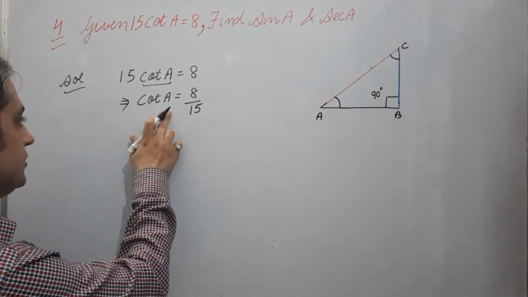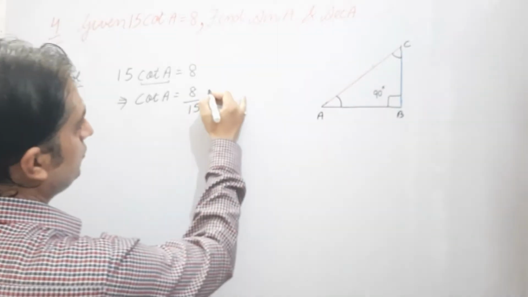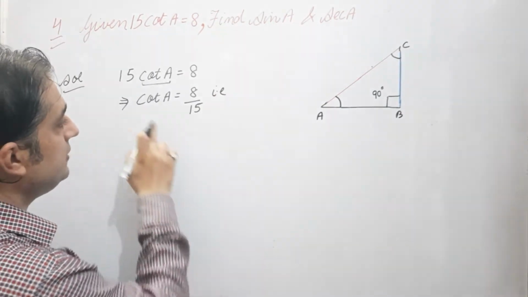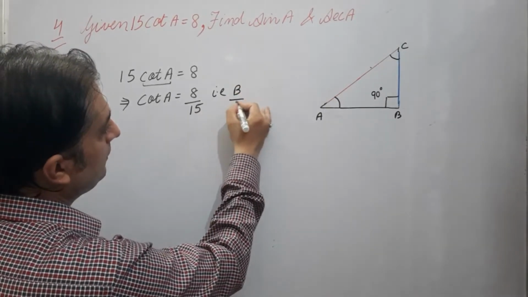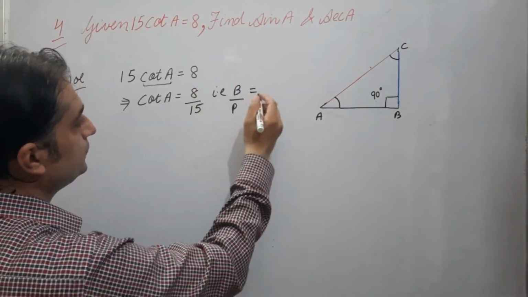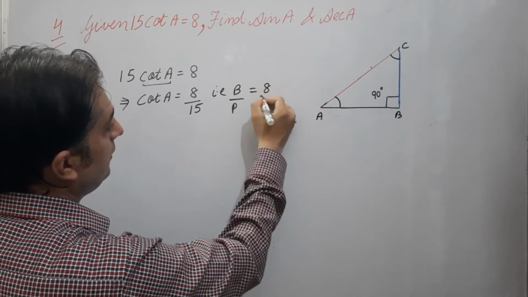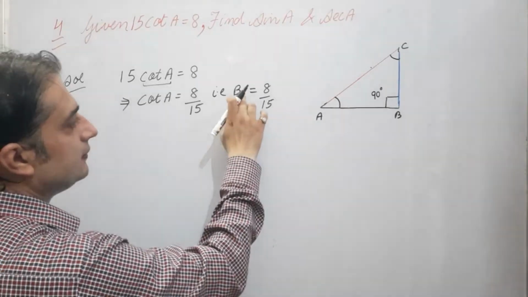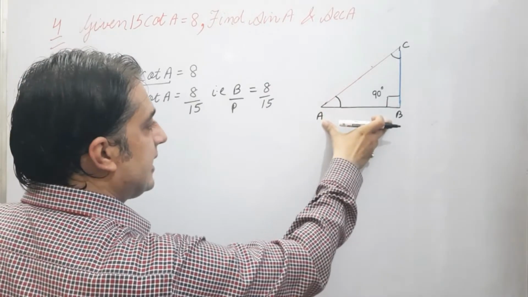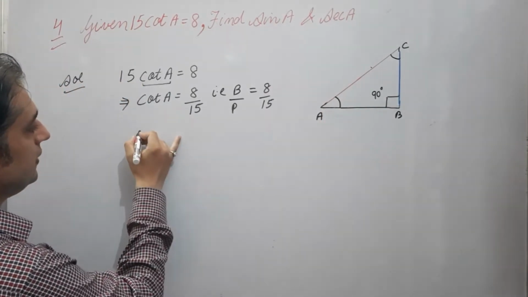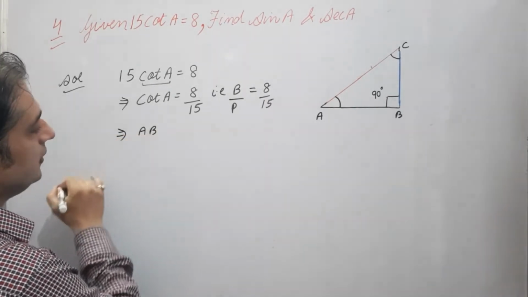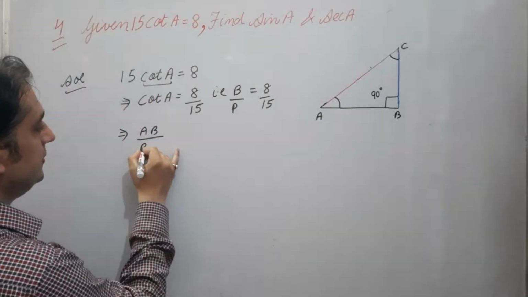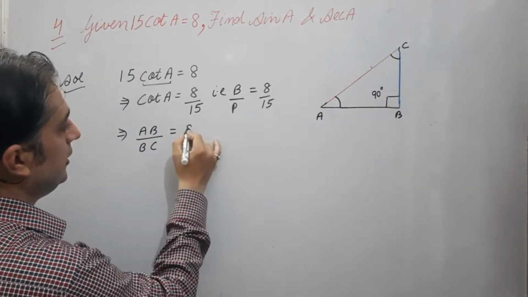Now what is cotangent A? Tangent is perpendicular upon base, so cotangent is base upon perpendicular. So this base upon perpendicular ratio is 8 by 15. Denote the length of the base: base is the side adjacent to angle A, this AB. Perpendicular is the opposite side, BC. So AB by BC is 8 by 15.